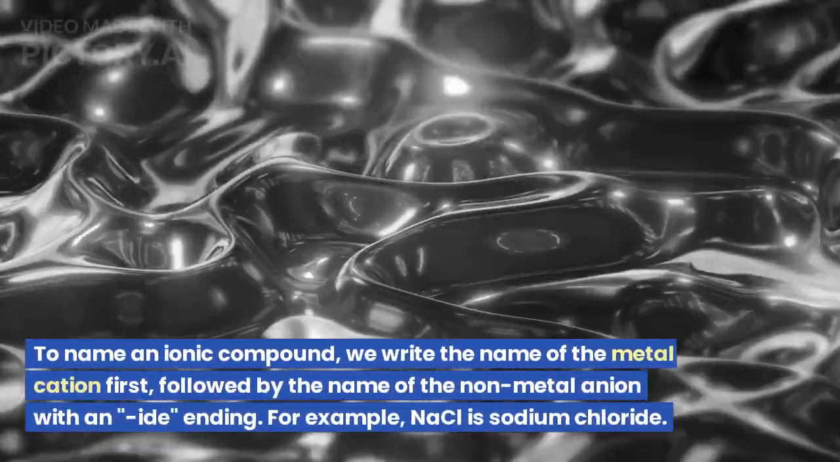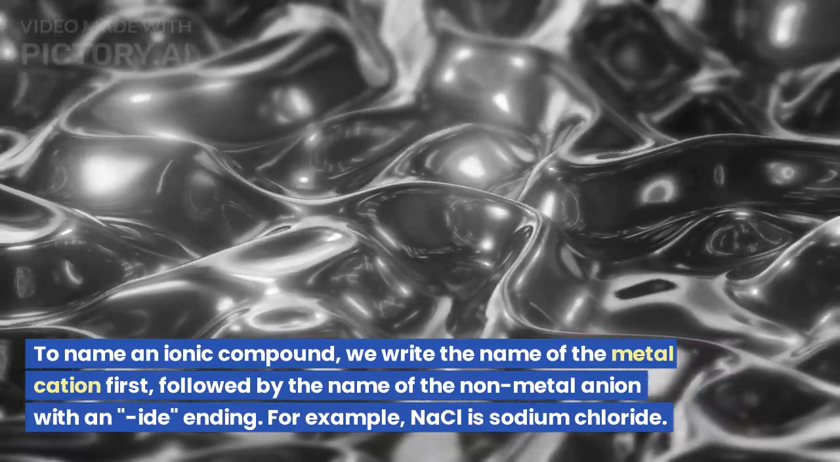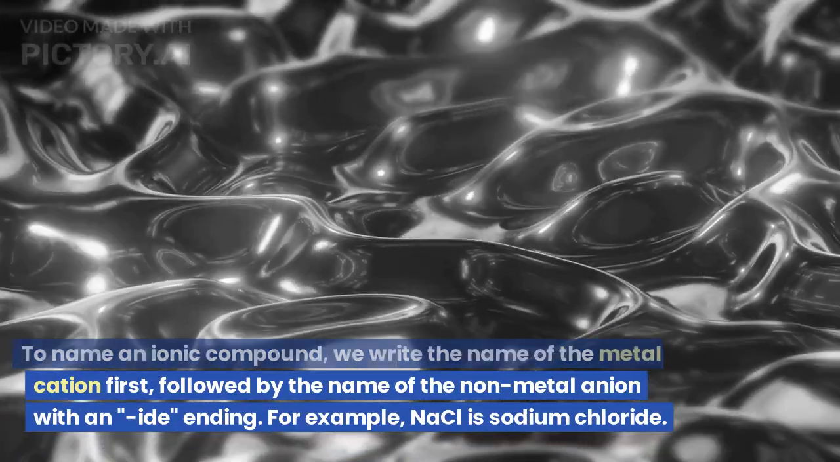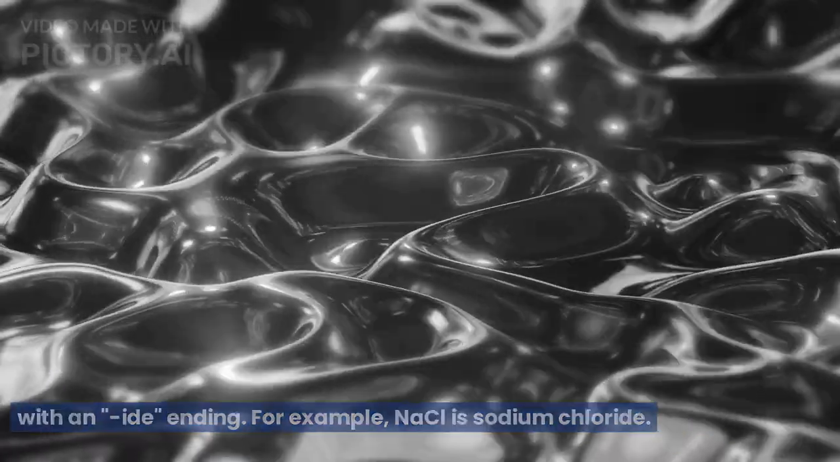To name an ionic compound, we write the name of the metal cation first, followed by the name of the non-metal anion with an "-ide" ending. For example, NaCl is sodium chloride.